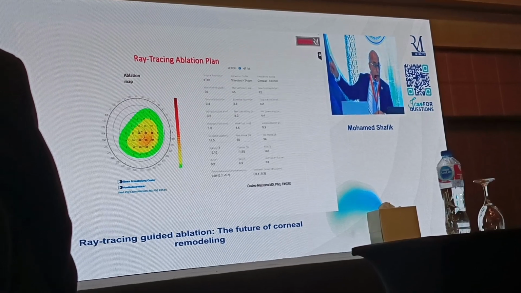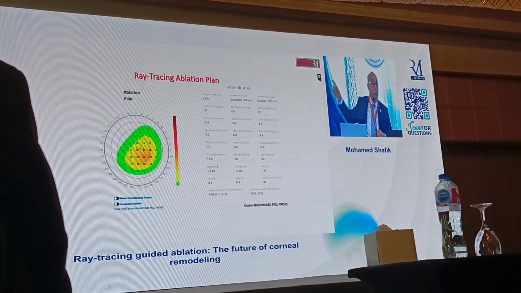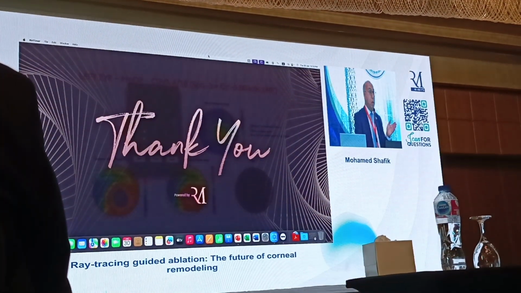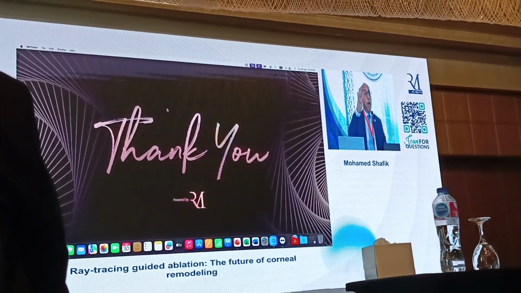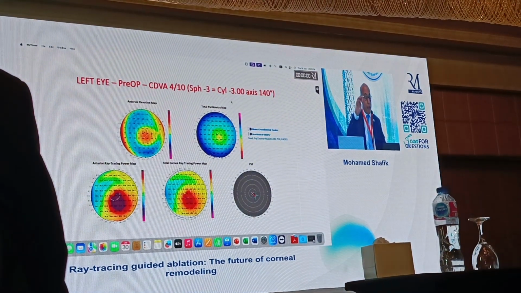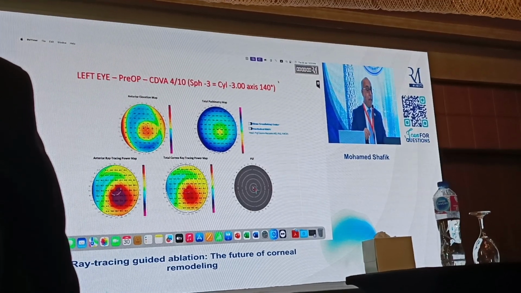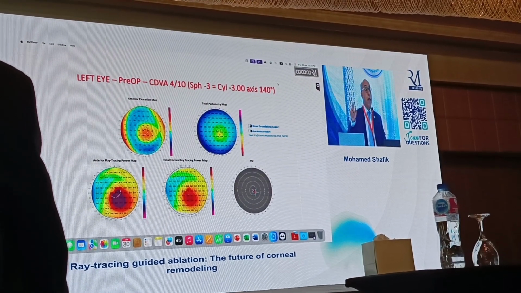And he demonstrated clearly, maybe tomorrow I will demonstrate more cases, how you can do, like here, a 3 millimeter optical zone, 3.2, and curve the cornea in a very good way to bring such beautiful results. He demonstrated 4 lines of improvement in the uncorrected visual acuity, and in the best corrected visual acuity of 4 lines.